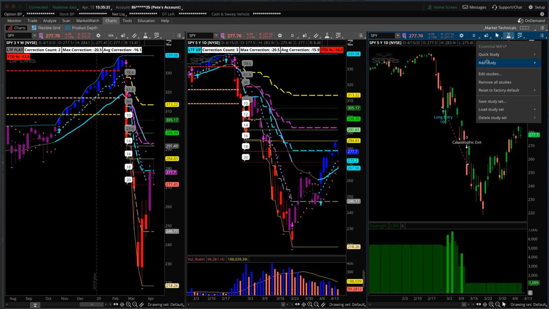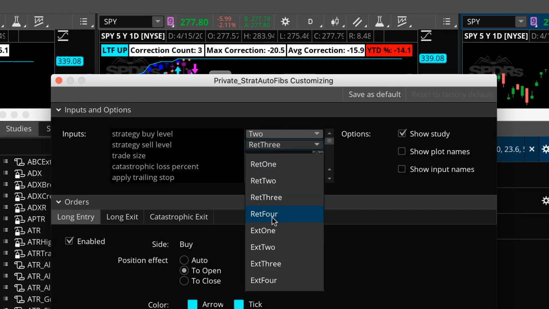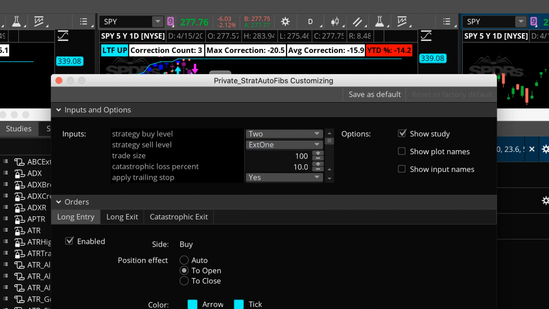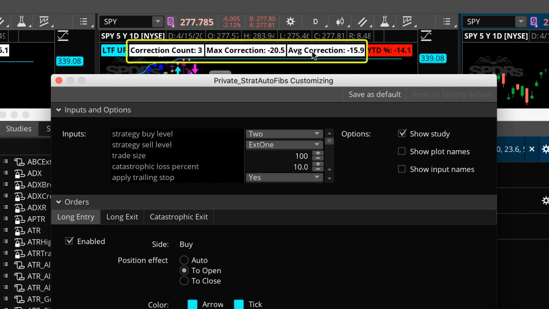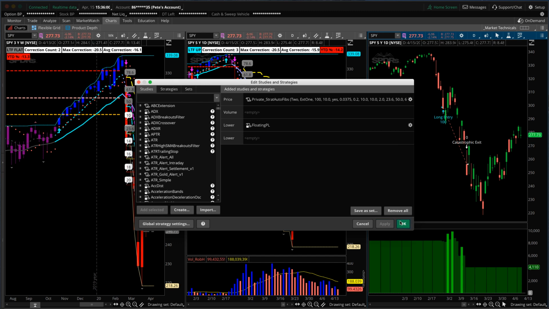Now at some point you can adjust these so that you get to, let's say we do extension 1. Okay, so this is making new all-time highs. So we buy at a 14% correction. Notice the average correction over this past 5-year period, there's been 3 corrections for a maximum correction of 20% and an average correction of 15.9%. We'll hit OK, apply, and OK.